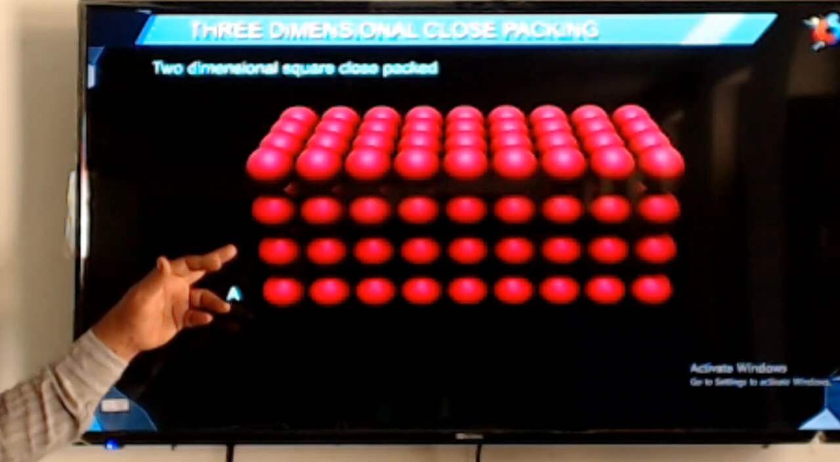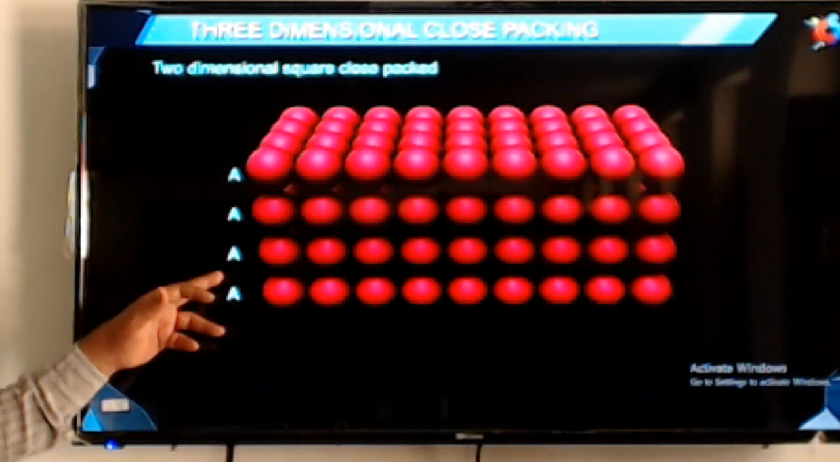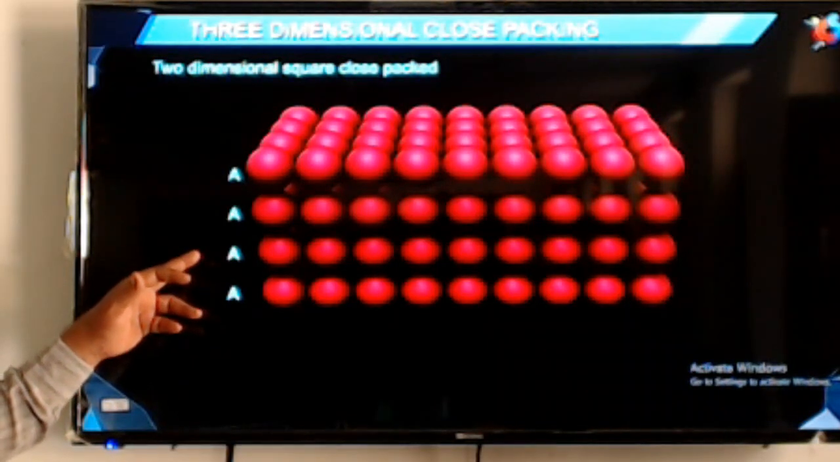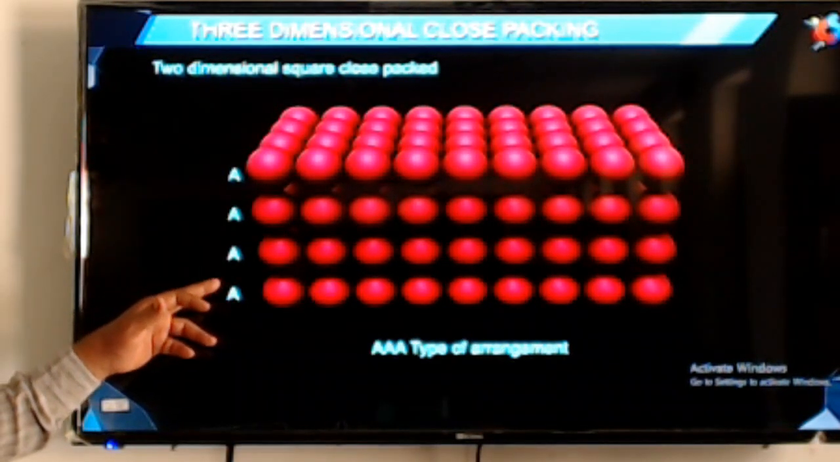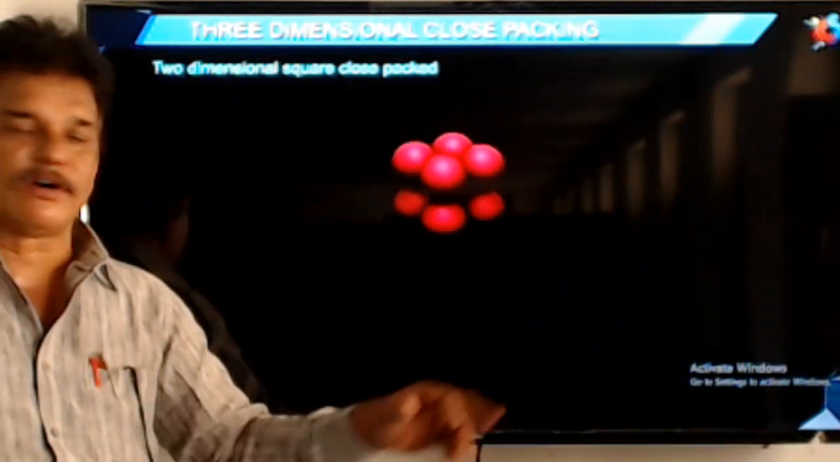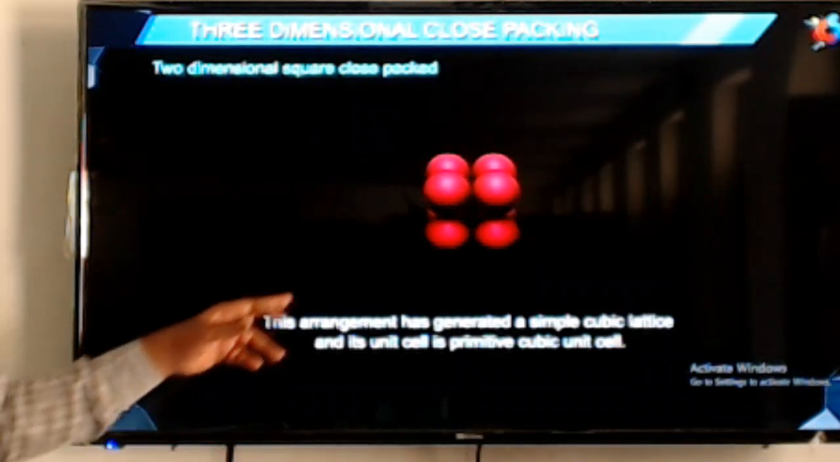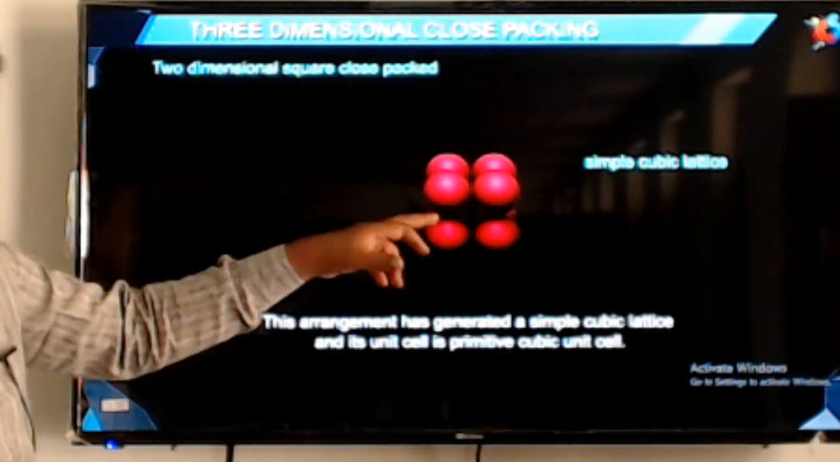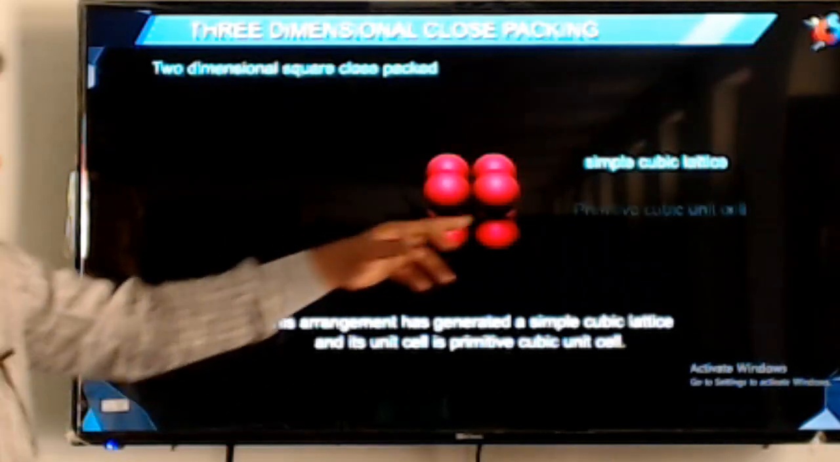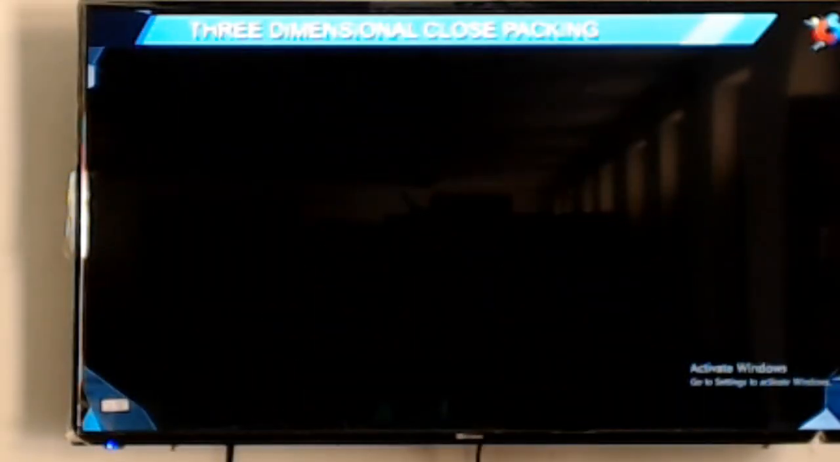This is a primitive unit cell. The unit cell of this structure is a primitive unit cell, that means the particles are present at the corners. All layers are similar, so this is called AA type of 3D close packing. So 8 corners, 8 spheres are present. So this is a simple cubic lattice or primitive cubic unit cell.